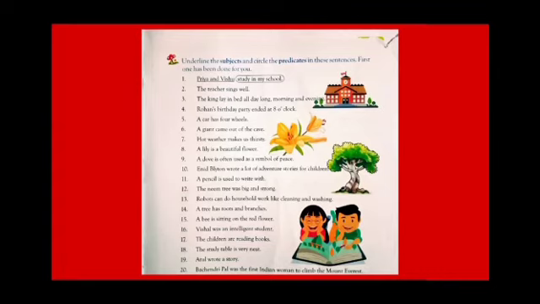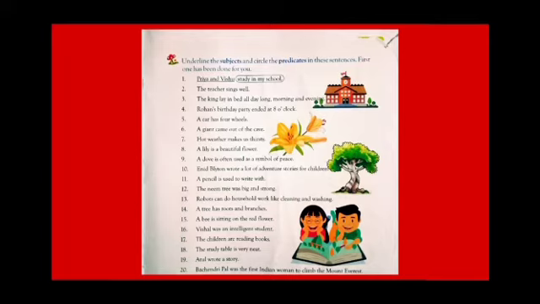Underline the subjects and circle the predicates in these sentences. The first one has been done for you. Priya and Vishu study in my school. So this sentence is about whom? About Priya and Vishu. So Priya and Vishu is the subject. Study in my school is the predicate. The teacher sings well. Who sings well? The teacher. So the teacher is the subject, and sings well is the predicate.